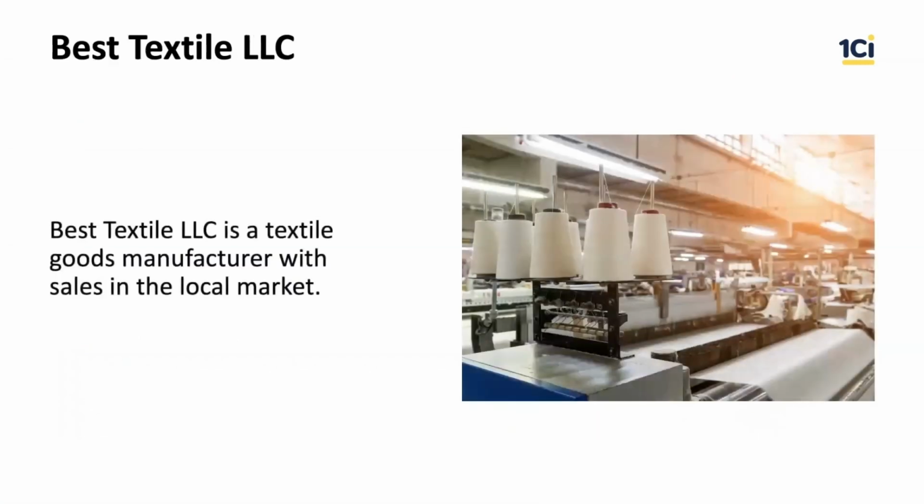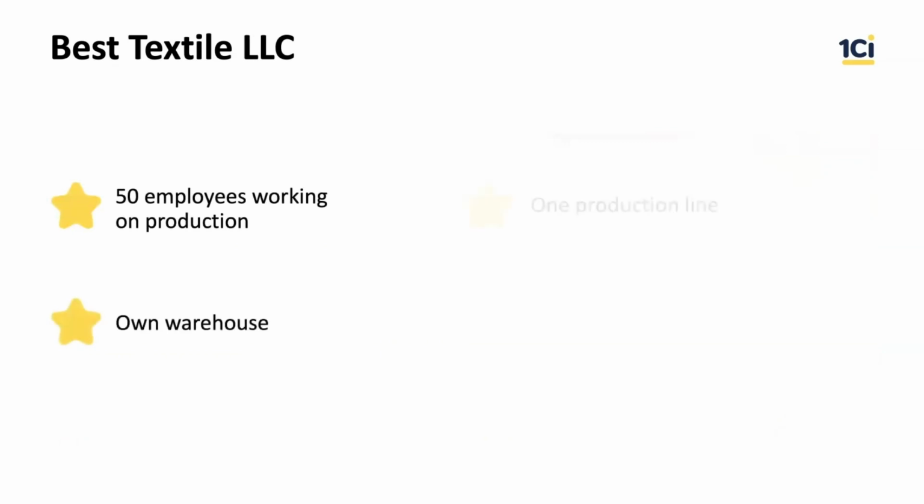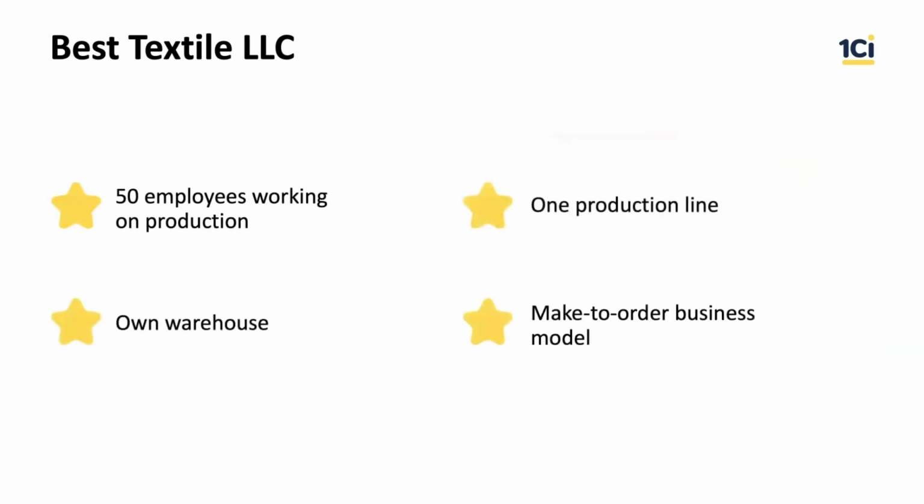Best Textile is a company that produces textile goods and sells them in the local market. The company employs 50 people involved in just a single production unit. Best Textile follows a make-to-order production strategy, meaning that they produce goods only after they have received an order from a customer.